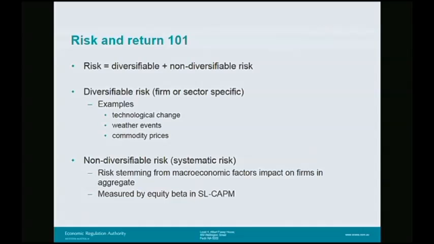So risk is often characterised in modern portfolio theory as diversifiable and non-diversifiable. Examples of diversifiable risk are industry-specific or firm-specific events. Technological change might affect a firm like Kodak, with the introduction of digital cameras. Weather events for farmers or the farming sector. Commodity prices for the mining sector. These are all examples of firm-specific or industry-specific events that an investor should be able to get around by diversifying their portfolio, by holding a large diversified portfolio of assets.